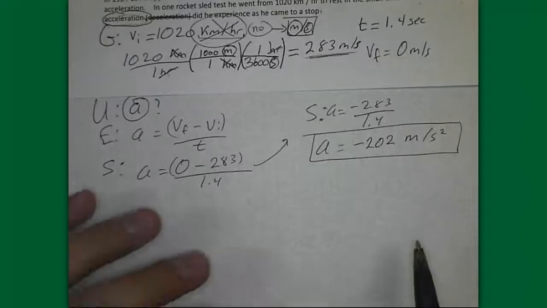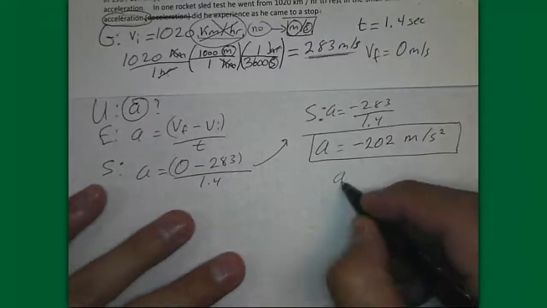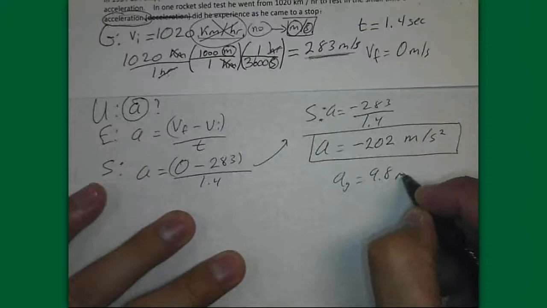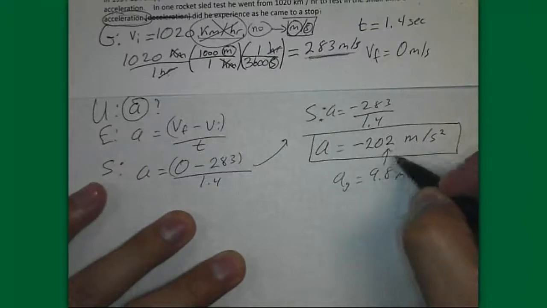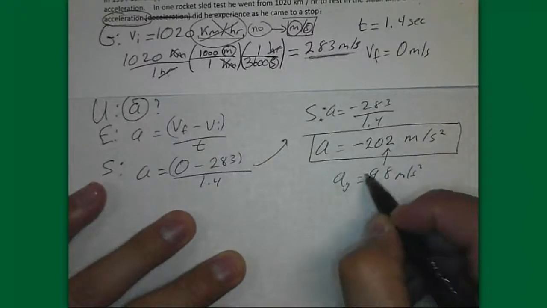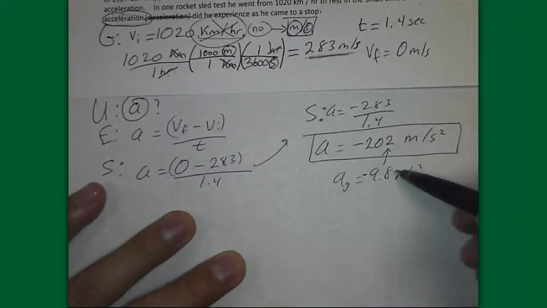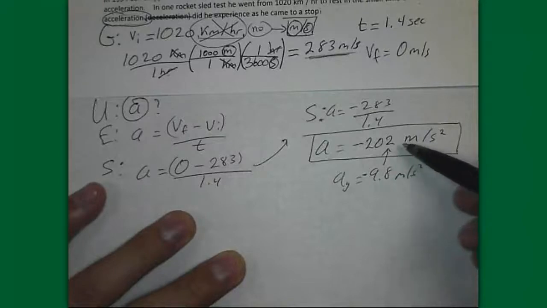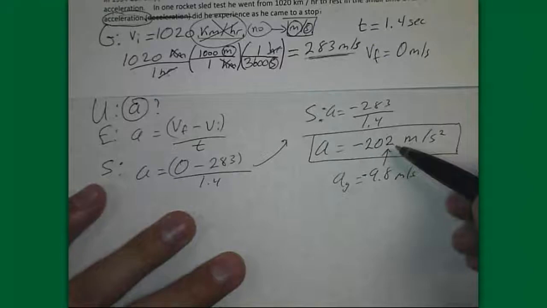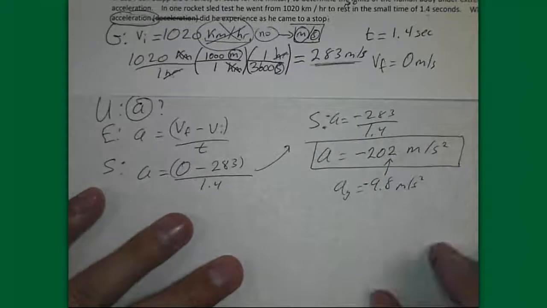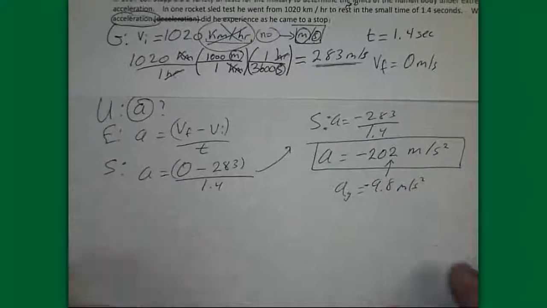And that's an amazing amount of acceleration, because if you compare this to the acceleration due to gravity, which is 9.8 meters per second squared, you'll find that this acceleration, well, this would be negative also, this acceleration is about 21 times greater than what this is. Which means that as he was experiencing this acceleration, he was feeling like it was as if he weighed 21 times more than what he did. That's an incredible amount of acceleration, and you'll find if you watch that video that his body was almost not able to withstand it. So that's acceleration.